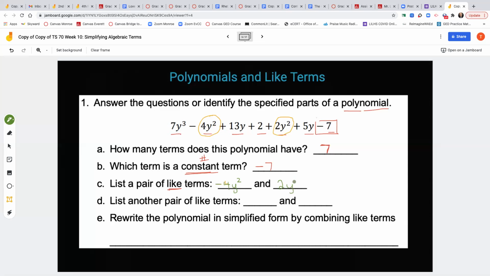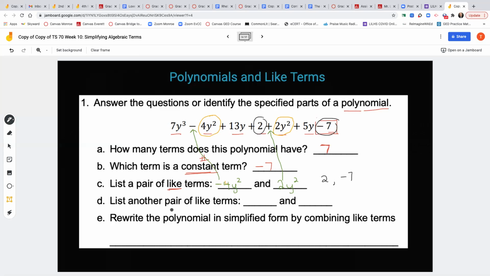Now, you might be asking, hey teacher, how come you call the first one minus? Because in the equation, it's the same thing as a minus here, whereas 2y squared is positive because you're just adding it. By the way, there are some other like terms. I could have said 2 and -7. They are also like terms, because they're just numbers, they're just constants.